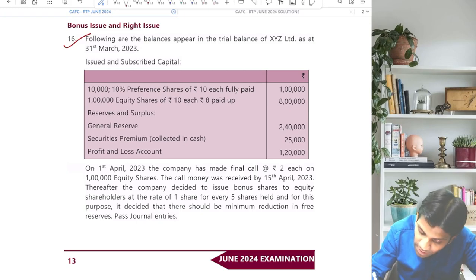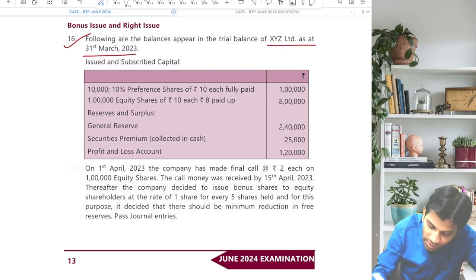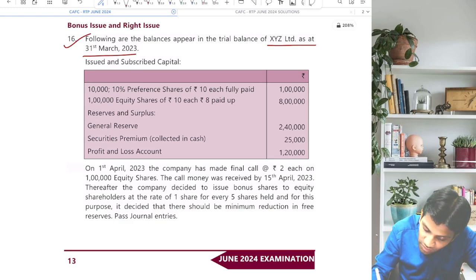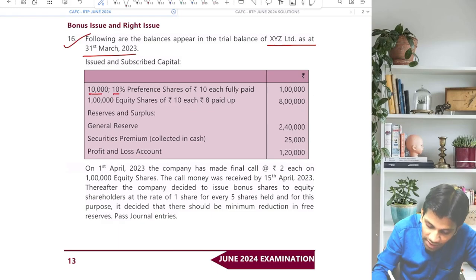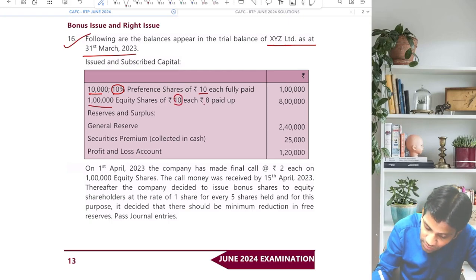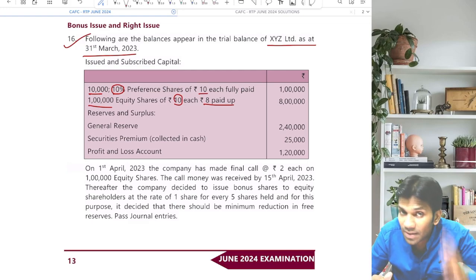Following are the balances appearing in the trial balance of XYZ Limited on 31st March 2023. Issued and subscribed capital 10,000, 10% preference shares of 10 each fully paid up. Number of shares are 10,000, 10% is the dividend rate, 10 rupees is the face value. 1 lakh equity shares of 10 each, this is the face value, 8 paid up. Friends, partly paid up shareholder आ गया.